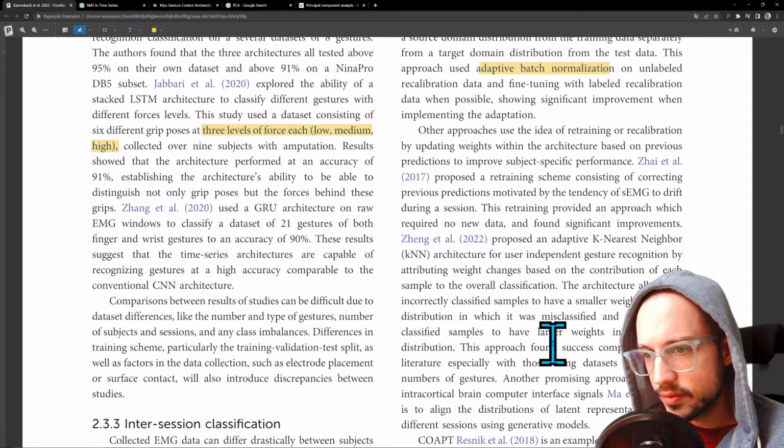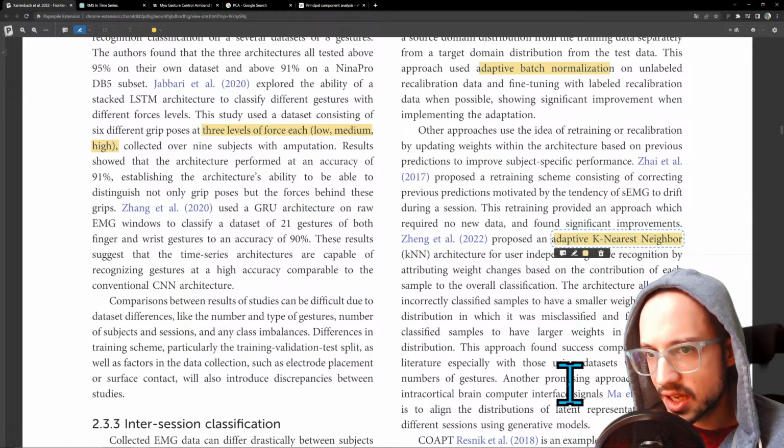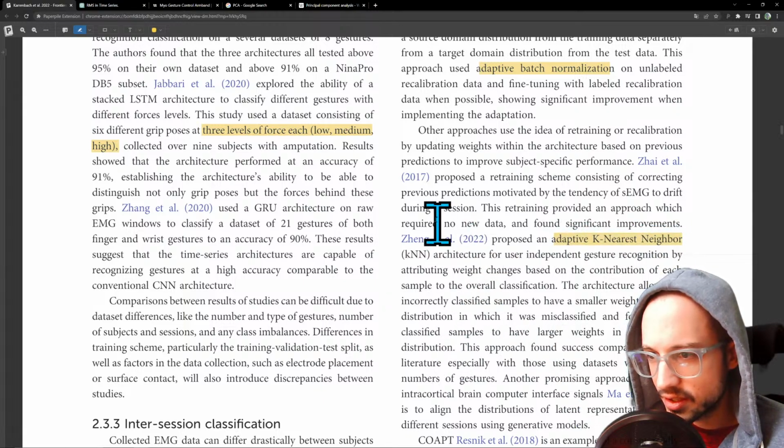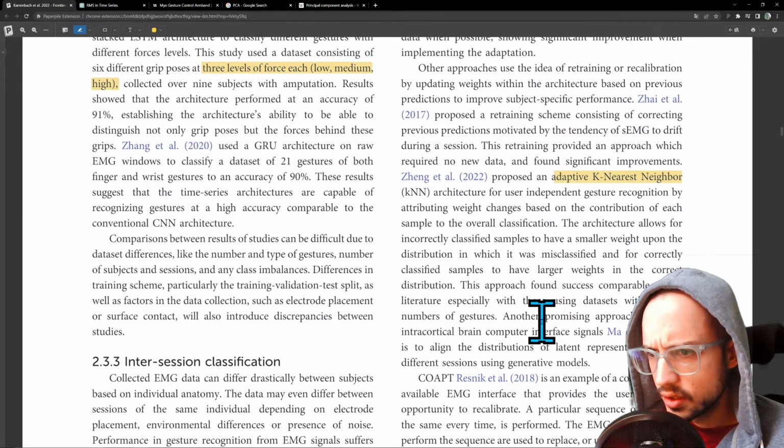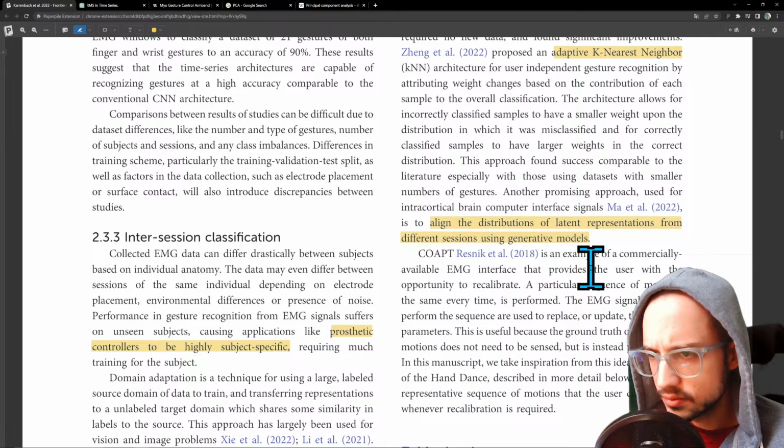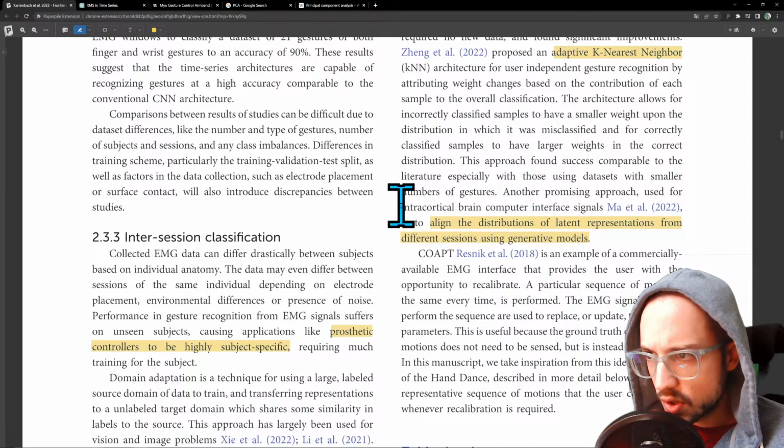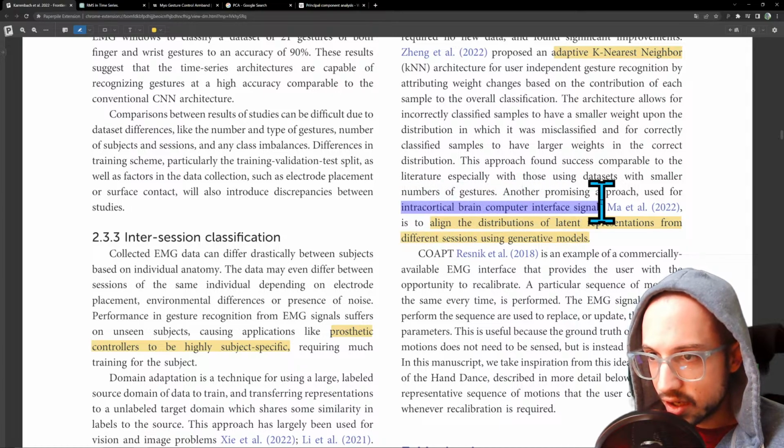Retraining, which requires new data. Adaptive K nearest neighbor architecture. It's not even an architecture, that's extremely old school. To align the distributions of latent representations from different sessions using generative models. So much of this work can basically also be applied to the reading of electrical signals from brain-computer interfaces, such as the Neuralink. It's a very similar type of problem.